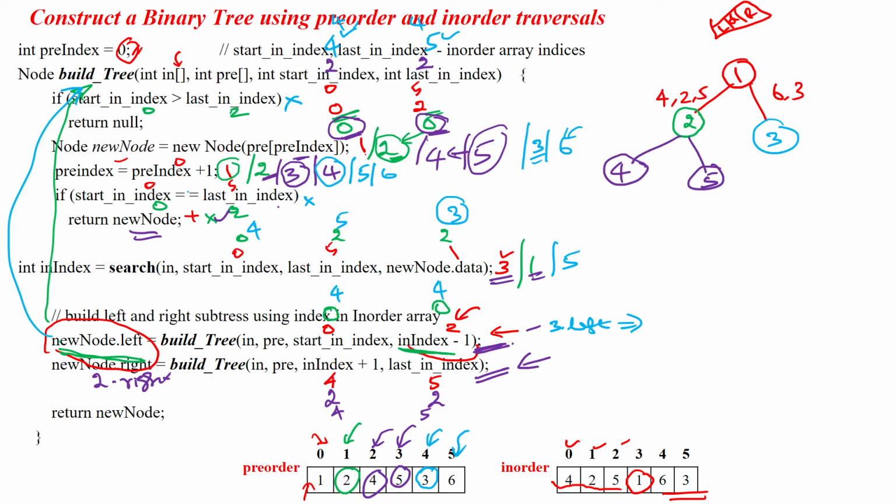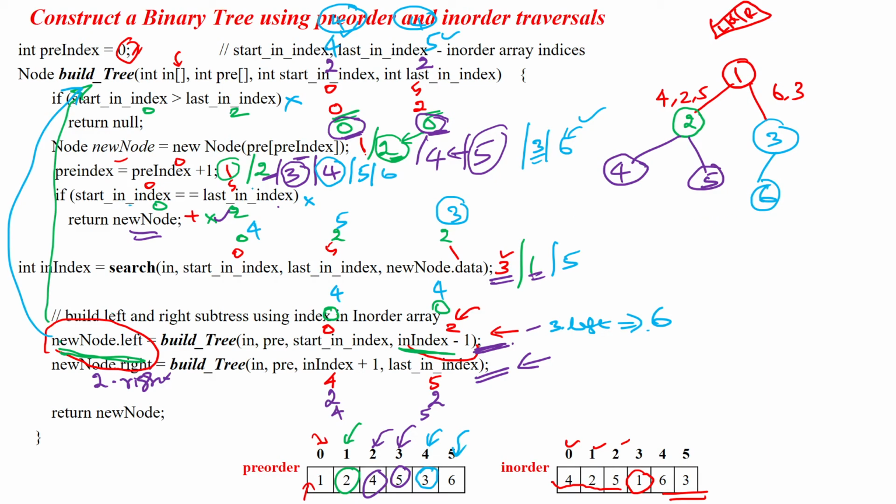Now we are checking start index equal to last index. Yes, 4 is the start index and 4 is the last index. So we are returning the new node. What is the new node? 6. So 6 is on the left side. 3 dot left is 6.